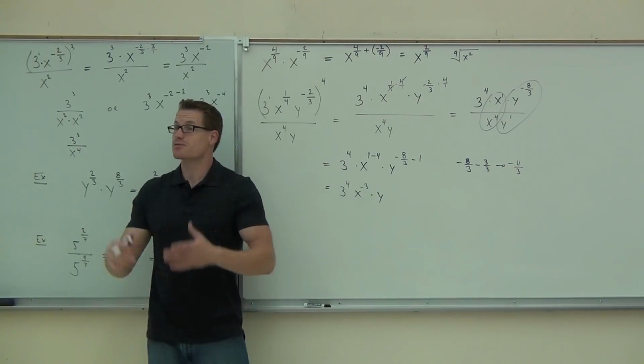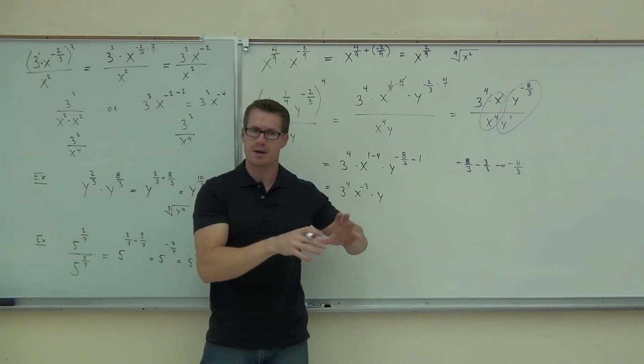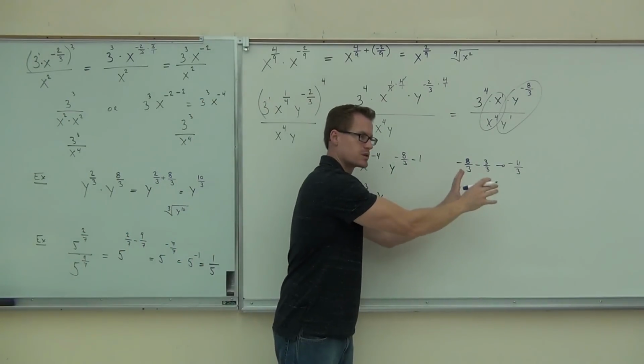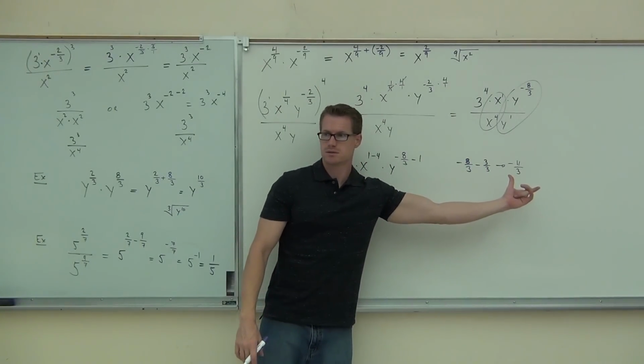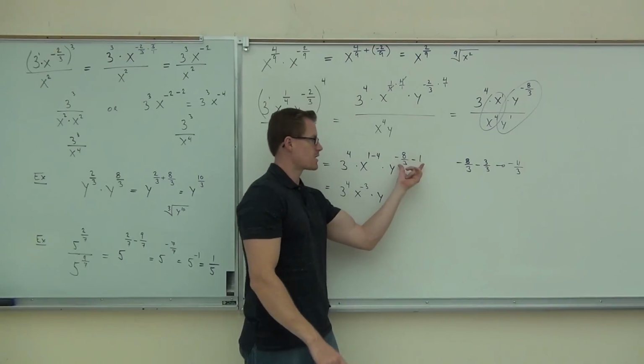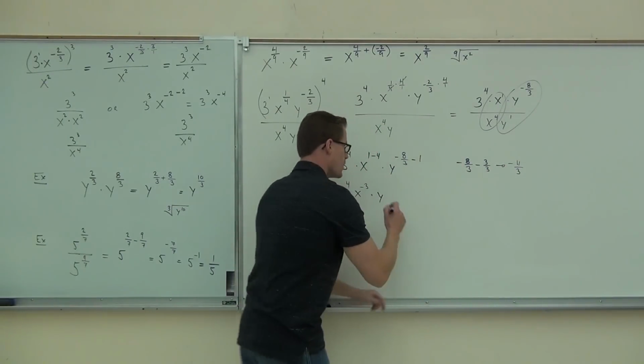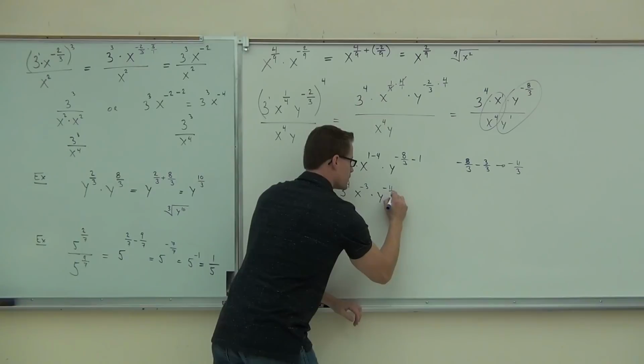Negative 11/3. This is a fraction class, right? We're beyond this, so I'm not going to really spend a whole lot of time doing these basic fractions. You need to be able to do that part on your own, yeah? So take our fractions, common denominators, subtract them. We get y to the negative 11/3.